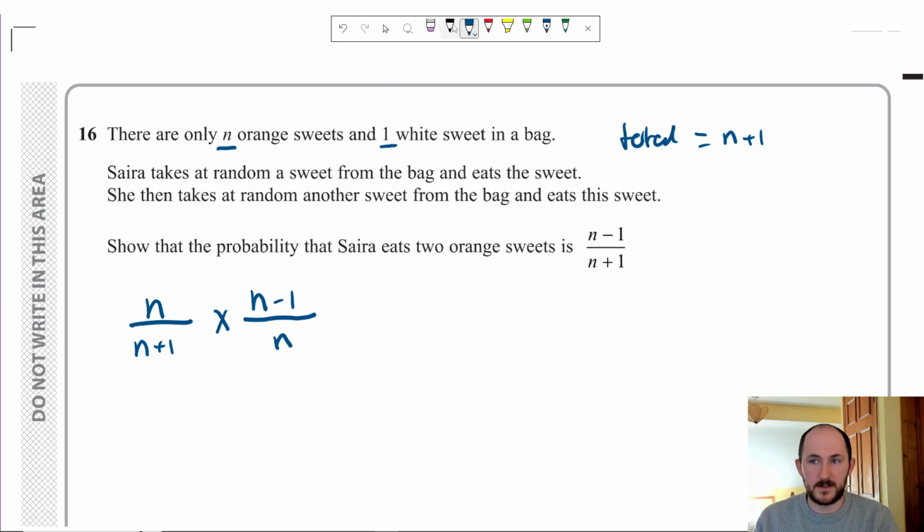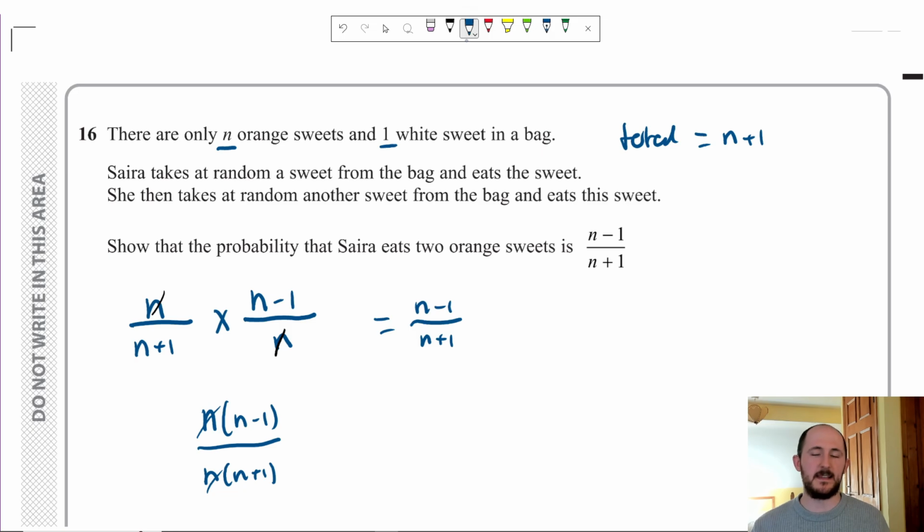You could cross cancel here, by the way, and that'd be totally fine. But it gives you n minus 1 over n plus 1. Nice. If you didn't like that, you could have it like this, and just divide top and bottom by n to get the exact same result. So whichever way works for you.